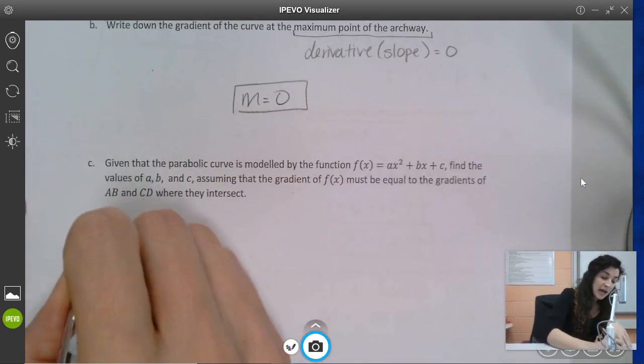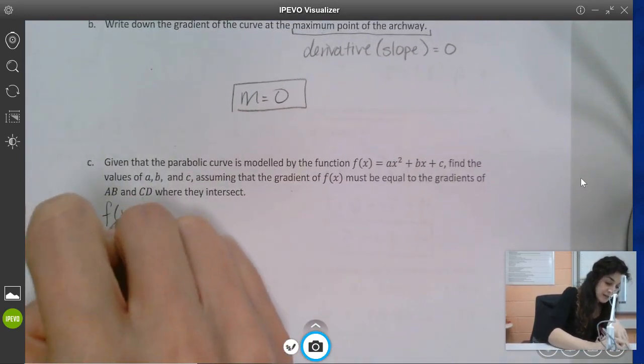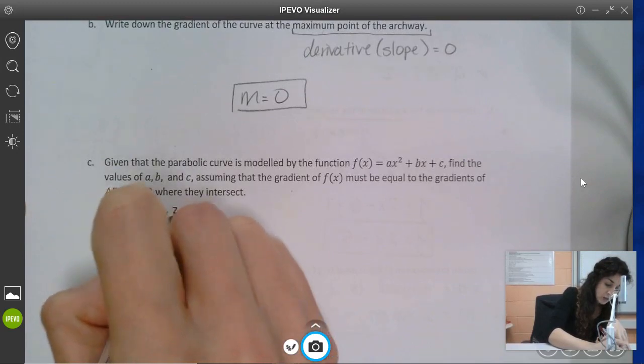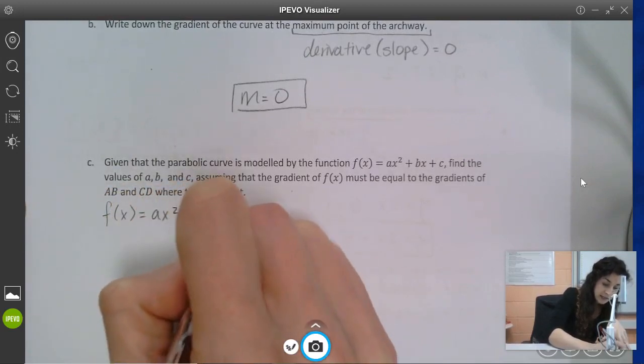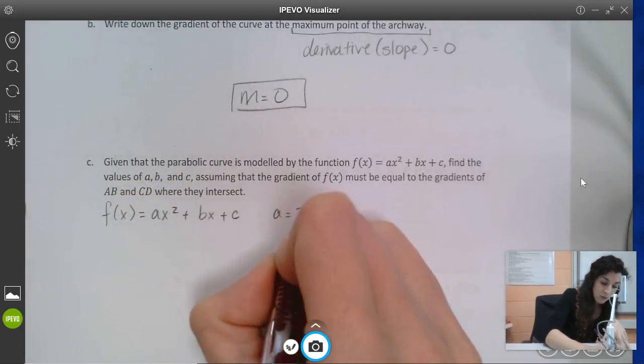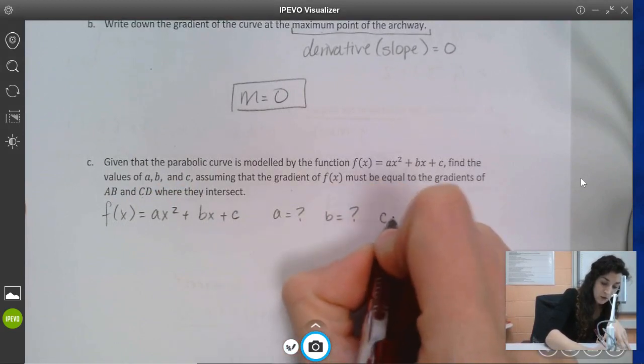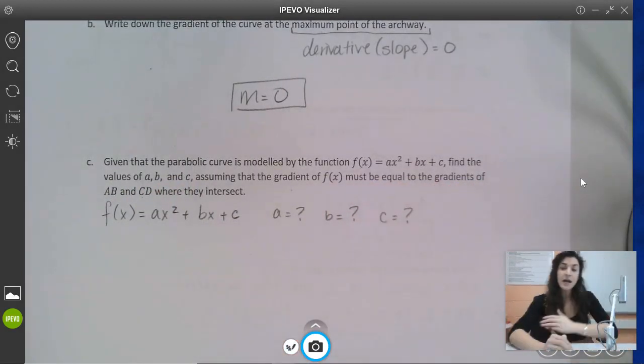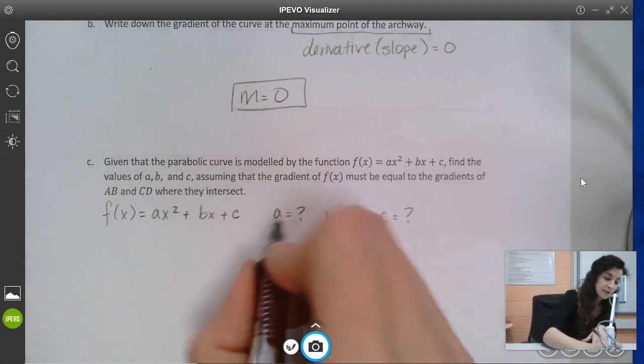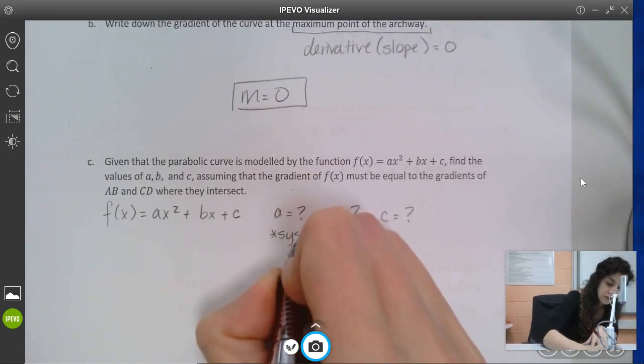So we have f of x equals ax squared plus bx plus c. Our idea is that we don't know a, b, or c. When we have 3 unknowns, we need 3 equations. So keeping that in mind, this is a system of equations.